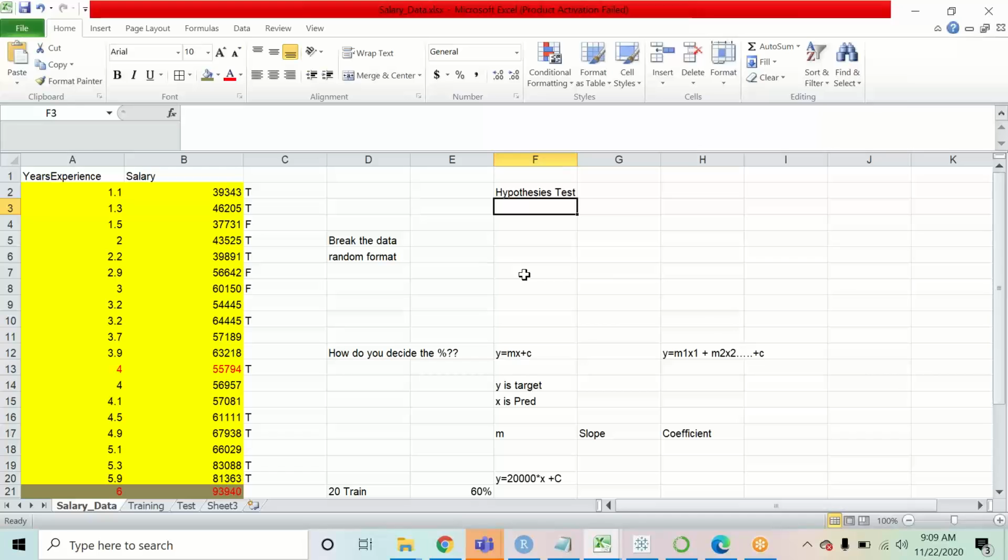So Bhuvneshwari, will this be a null hypothesis or an alternate hypothesis, the thing that you have mentioned? This will be an alternate hypothesis, not the null hypothesis.